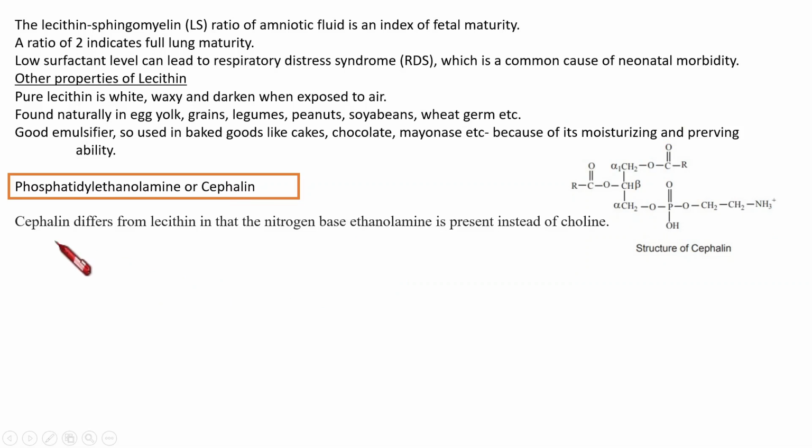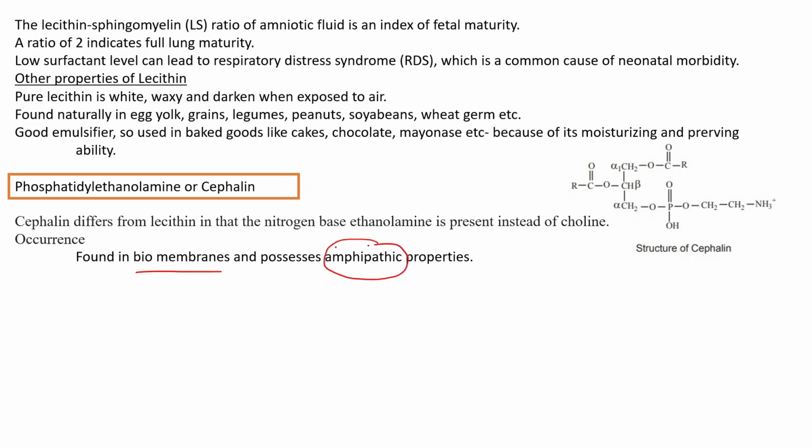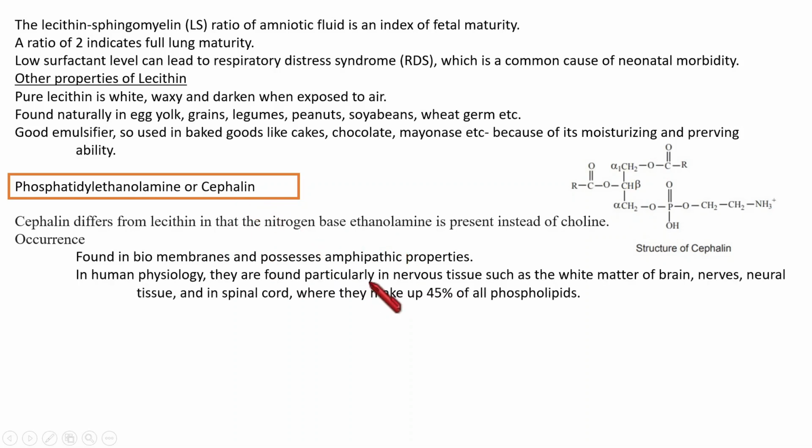First, this cephalin differs from lecithin in that the nitrogen base is ethanolamine instead of choline. Okay. And where can we find this cephalin? We can find it in all biomembranes, and it also possesses amphipathic properties. Amphipathic properties, we know that it has both positive and negative groups, or in other ways, polar and non-polar groups. And in that way, this cephalin also shows amphipathic properties.